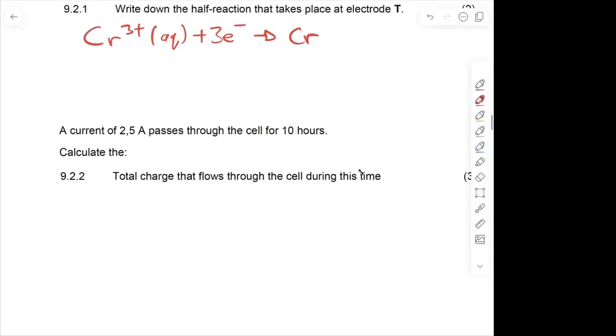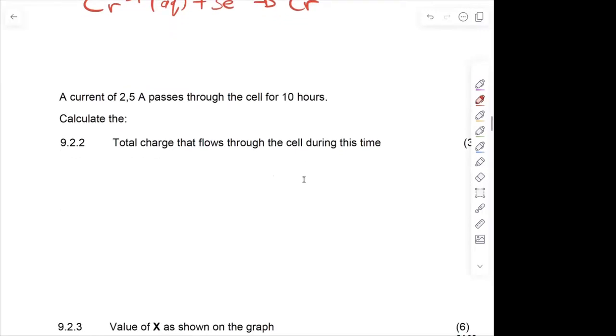A current of 2.5 amps passes through the cell for 10 hours. Calculate the total charge that flows through the cell in this time. Okay, so we've got current, they want charge. The formula we need to use is Q equals I delta t. We need to work out the charge, and we're given the current, so we can plug those values in. The current we're given is 2.5 amps.